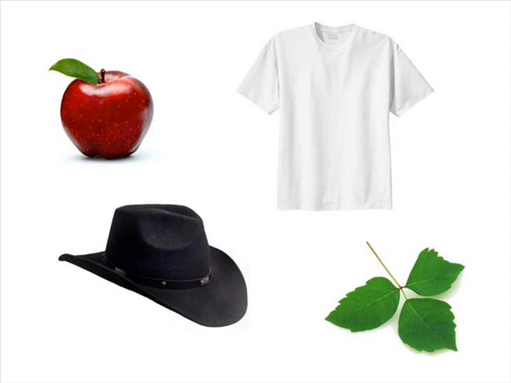Okay, so we've got 4 different objects here: a red apple, a white shirt, a black hat, and some green leaves, of course, since we're doing plants right now. What I want you to see is when you're looking at a red apple, as the white light hits the apple, all of the colors except red are absorbed. Red is reflected. The red light is what comes to your eyes, and therefore it looks red to you.